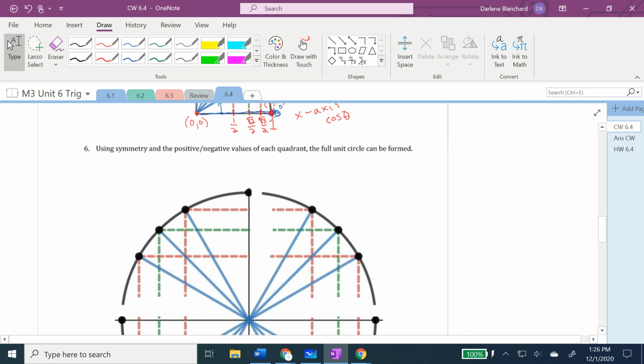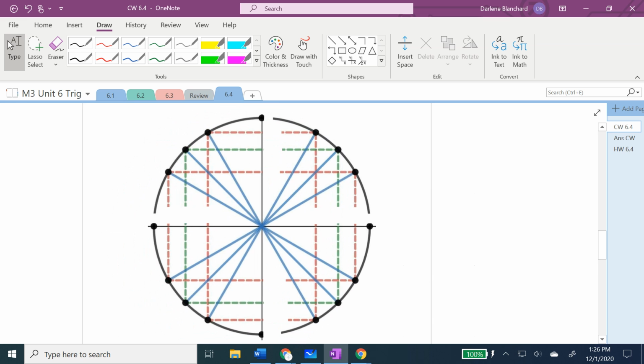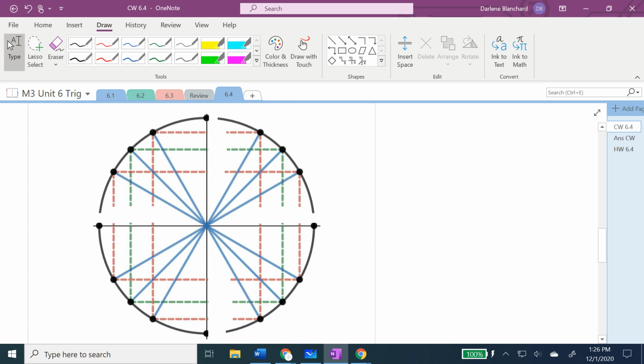Now, we're going to look at the full unit circle. Are you ready? I have spaces put in here so that we can write some things down. Here we go. You are going to write down that along the positive x-axis, this x-coordinate is 1/2. This x-coordinate is root 2 over 2. This x-coordinate is root 3 over 2.